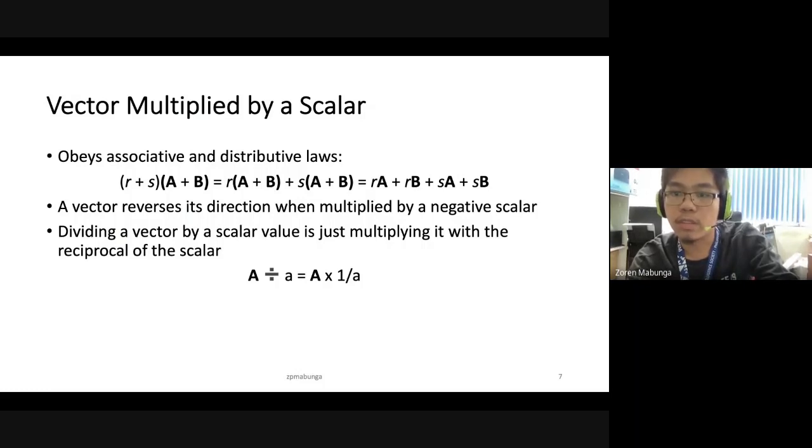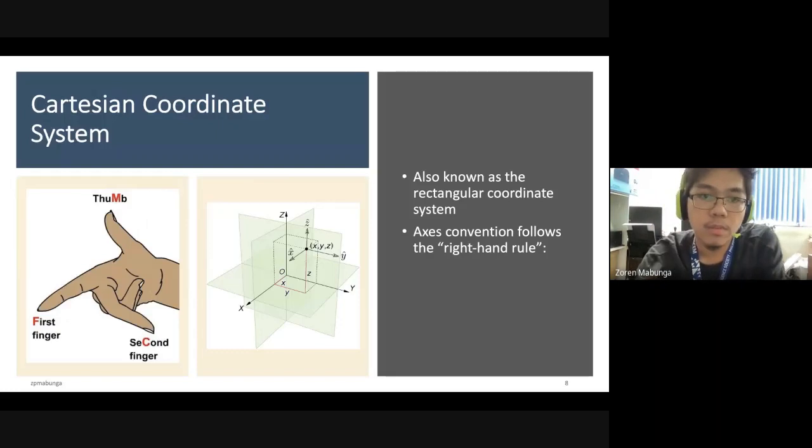Okay, so let us continue. Now we have some examples so you can understand better. This is the Cartesian coordinate system. This is also known as the rectangular coordinate system.